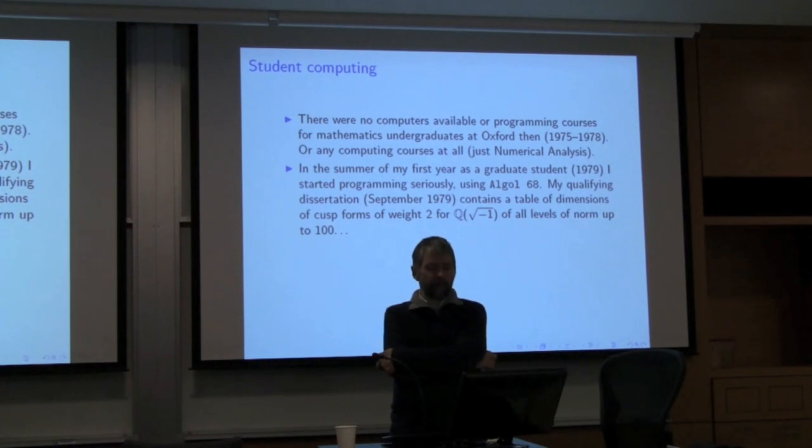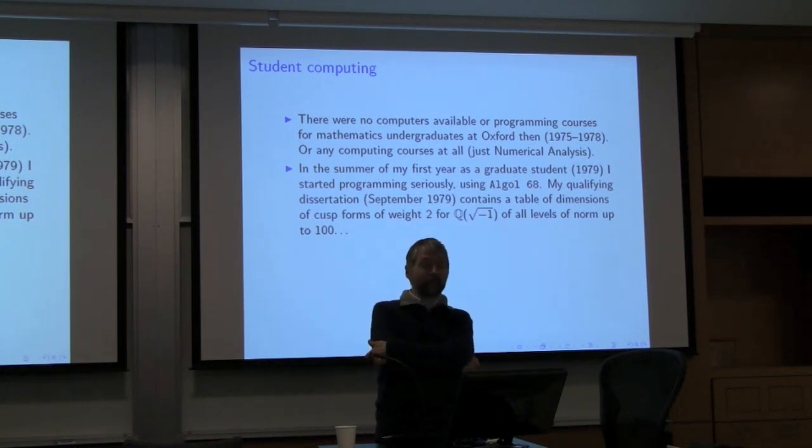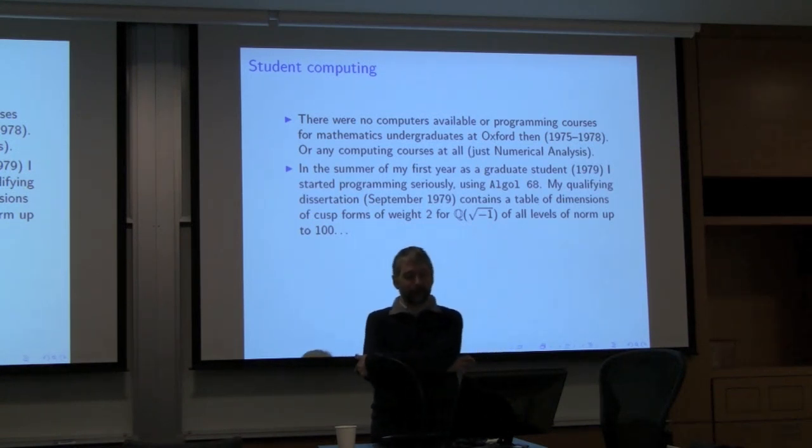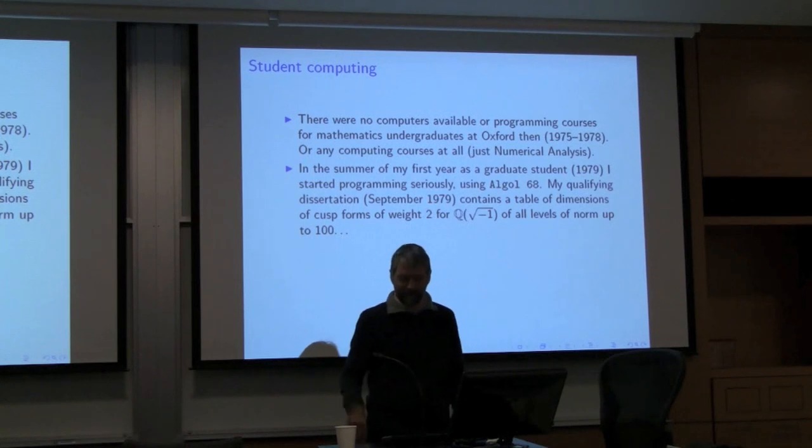And I started using Algol 68 for reasons I'll explain in a minute. The qualifying dissertation, after one year of being a graduate student, contained my first serious Algol 68 program, and this is now some serious number theory going on. It's not just listing all the primes up to 100,000, it's a table of the dimensions of cusp forms of weight 2 for Q(√−1) of all levels of norm up to 100, and if you don't know what that is, it doesn't matter.